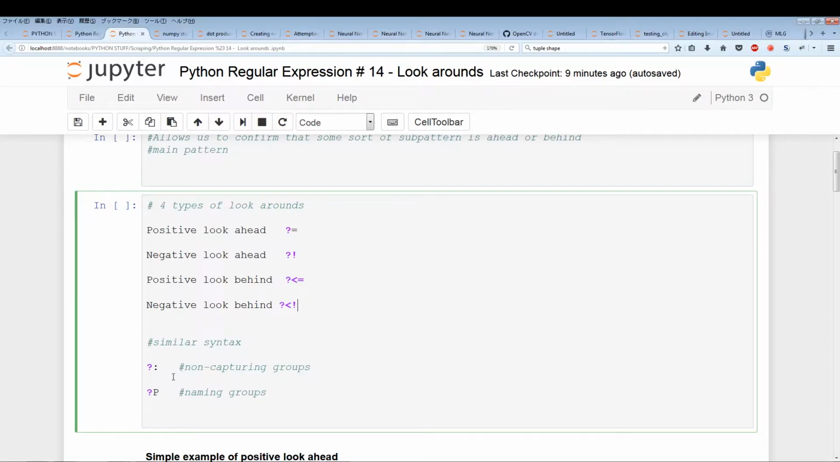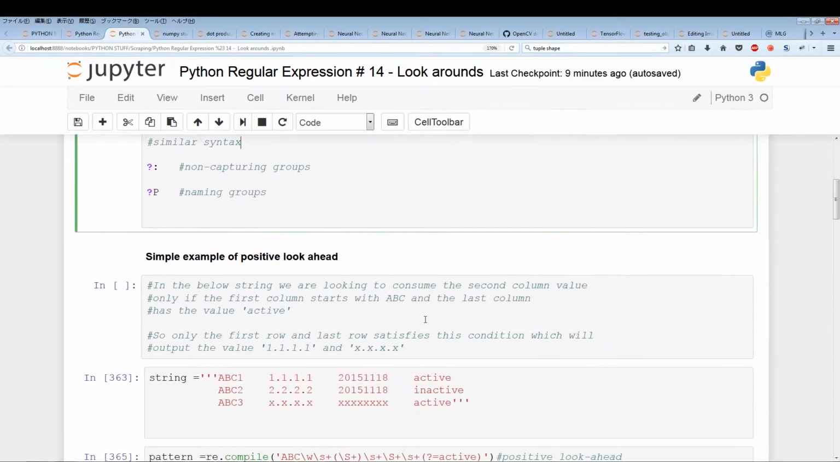Now you have to be careful because there's a lot of similar syntax in regular expressions. We have non-capturing groups, which is a question mark followed by a colon. Then we have named groups, which is a question mark followed by P. Question marks are used extensively in regular expressions, and you really want to be careful with all this similar syntax, especially since my examples are going to be using a lot of it. So, four types of lookarounds: positive and negative look ahead, and positive and negative look behind.